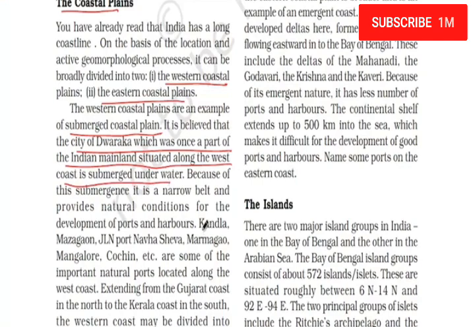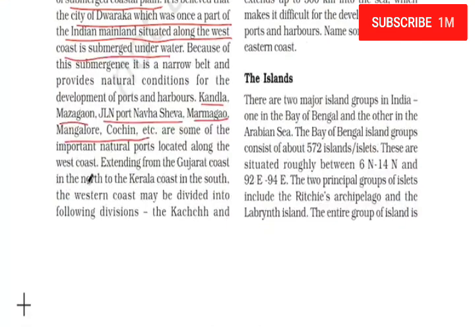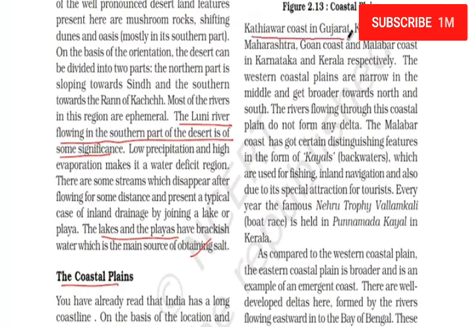And some of the important ports, Kandla, Mazgaon, JLN Port, Marmagoa, Mangalore, Cochin are natural ports and they are present on the west coast. I have already showed you this. Extending from the Gujarat coast in the north to the Kerala coast in the south, the western coast may be divided into Kutch and Kathiawar coast in Gujarat, Konkan coast in Maharashtra, Goa coast, Malabar coast in Karnataka and Kerala, or Kannada coast, which we have already seen.